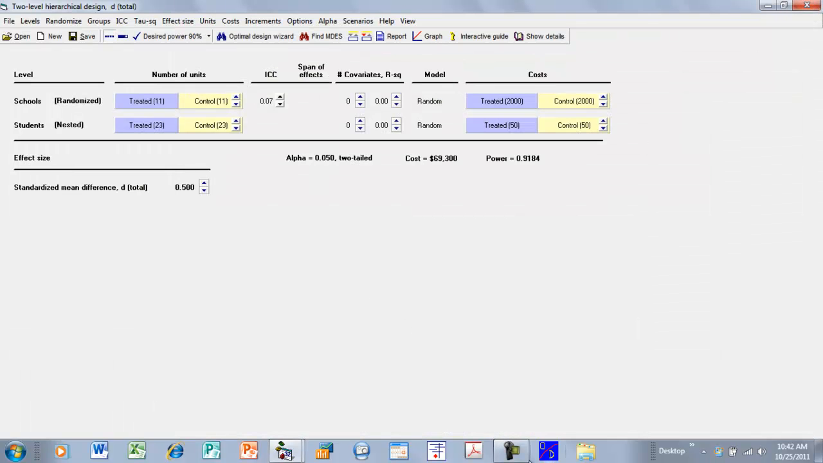Okay. So that's a quick overview of how the program works. Now we're going to go back and look at each of these items in more detail.